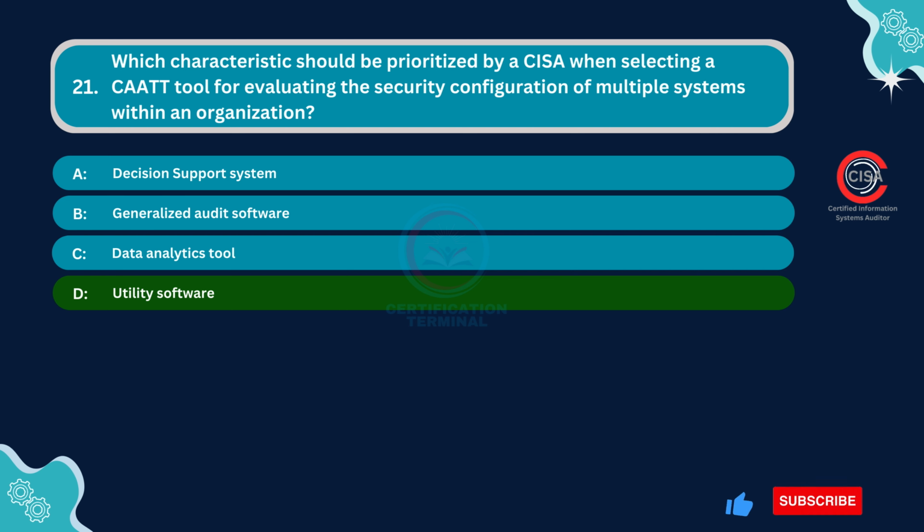While data analytics tools and decision support systems may have some relevance in auditing processes, they may not be specifically tailored to the needs of auditing security configurations. Utility software, on the other hand, is generally more focused on performing specific tasks, rather than providing comprehensive audit capabilities. Therefore, a generalized audit software tool would be the most appropriate choice for a CISA when evaluating the security configuration of multiple systems within an organization.